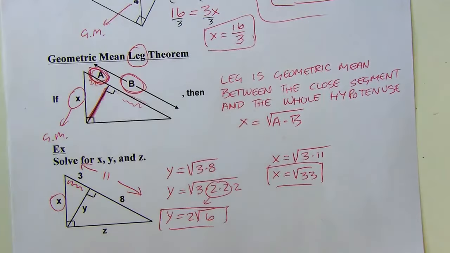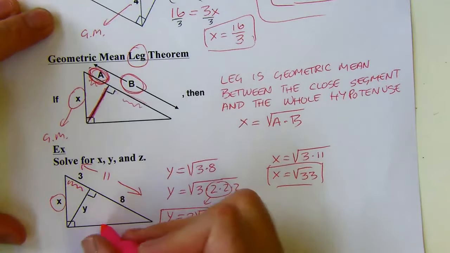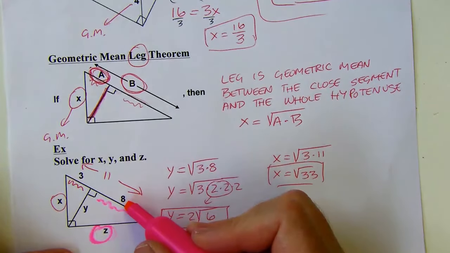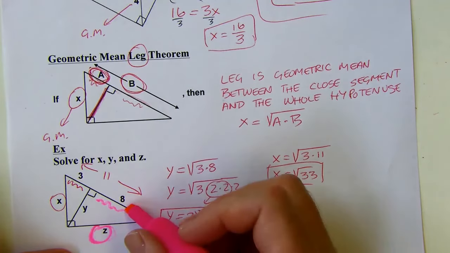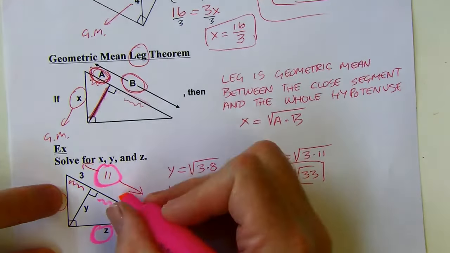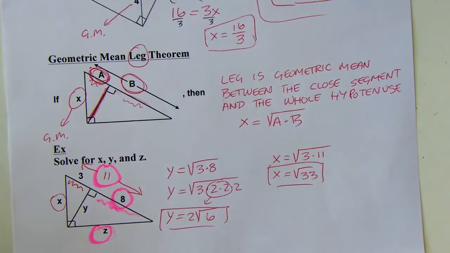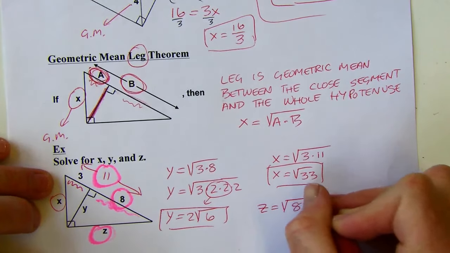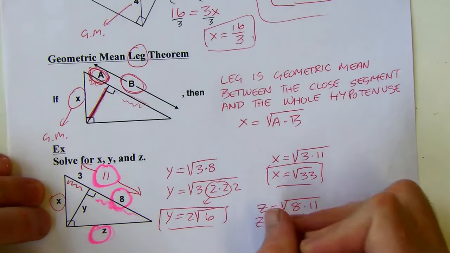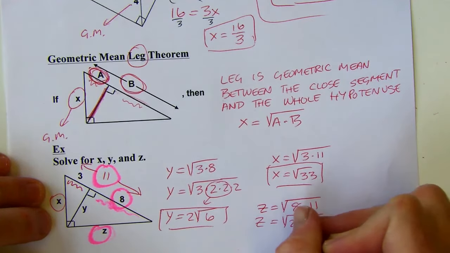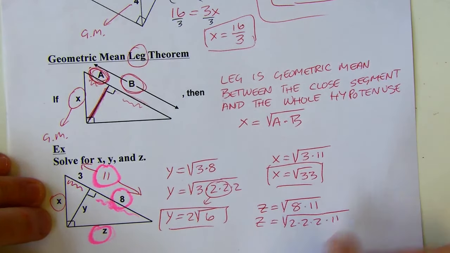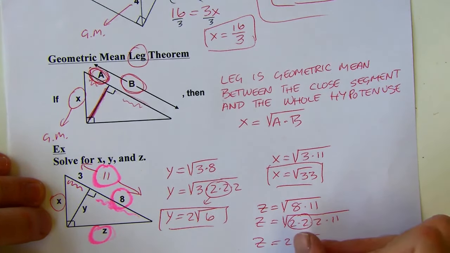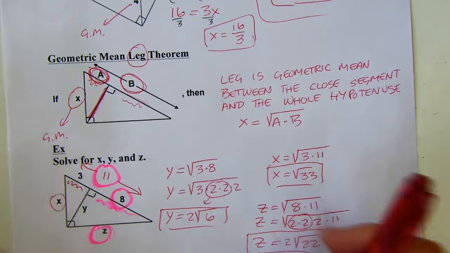Okay? Now, z is going to be the geometric mean between the close piece to it. So the 8 is closer than the 3, right? So between the close piece and the whole thing, so z is going to be the geometric mean between 8 and 11. So I'm going to set it up like that, okay? Can't break up the 11, but I can break up the 8, and I think I'll find some twins in there. Hey, there's some twins. So this is going to be 2, and then 2 times 11 left in there, so 2 root 22. Okay, and that's it.